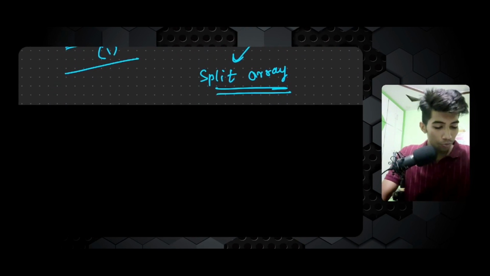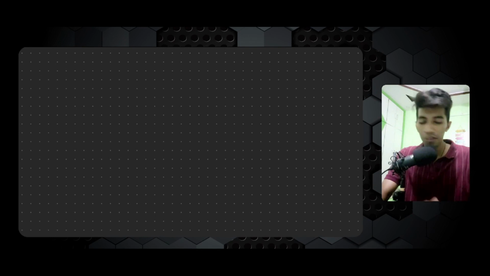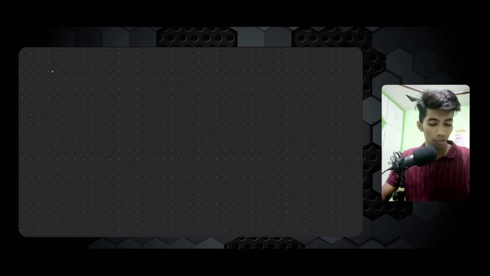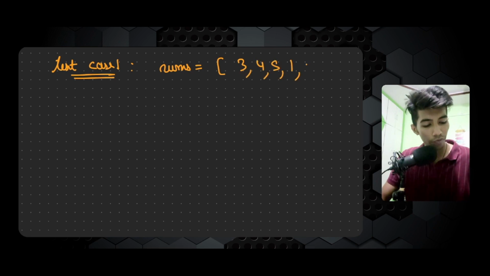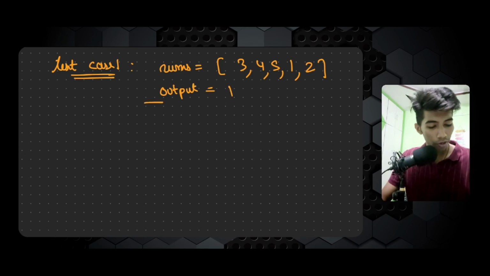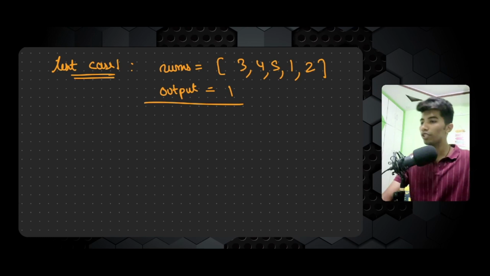Okay, so talking about the test cases which are given to us, let's talk about the test cases first. Talking about test case 1, the array which is given to me is 3, 4, 5, 1, 2 and my output is coming 1, sure, because 1 is the minimum here. So how will we write the binary search for this?